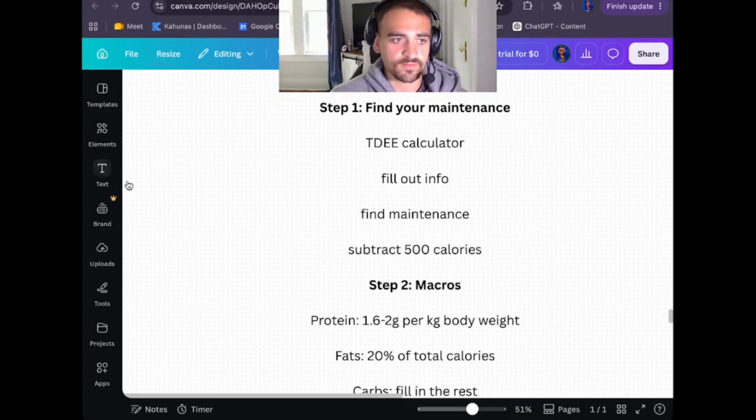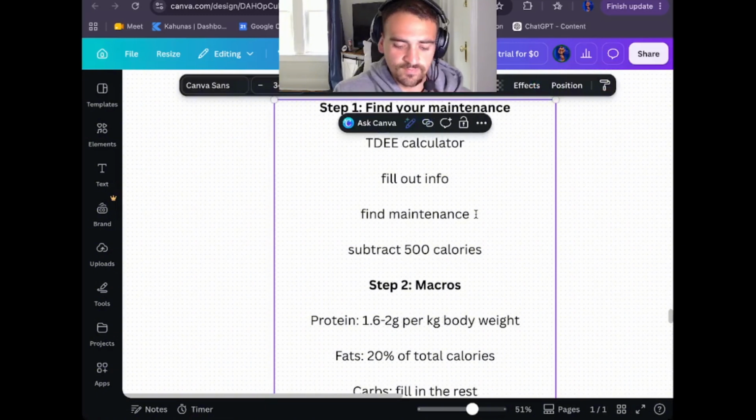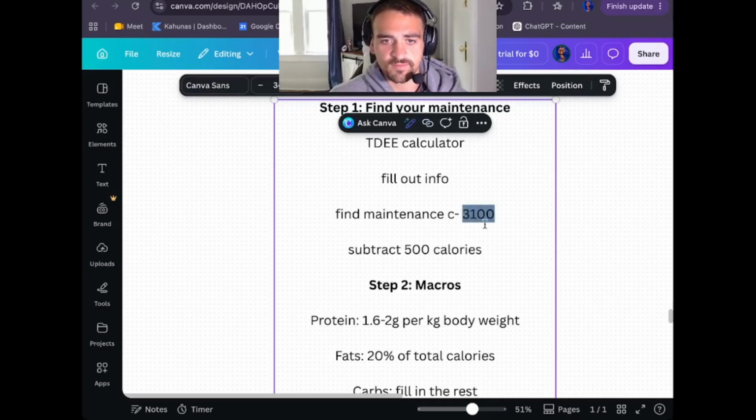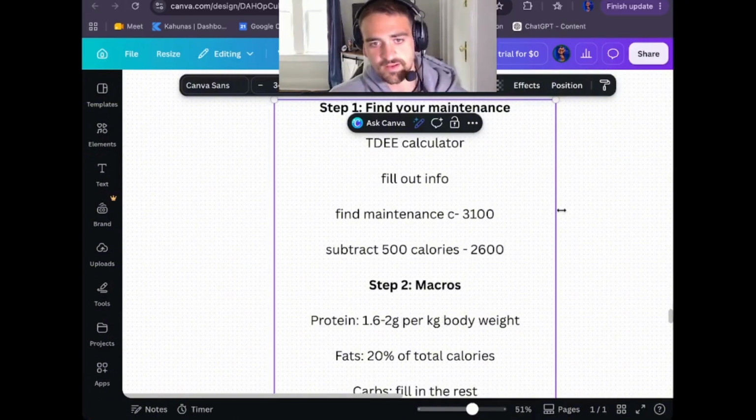So we're going to find your maintenance, and that's going to be 3,100 calories for me. Cool, easy. Once you have this number, everything from here on out is super simple. Then you just subtract 500 from that. So for me, that would be about 2,600 calories. This is your calorie target.